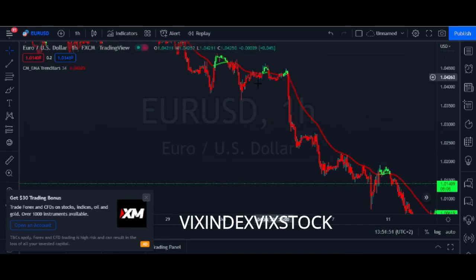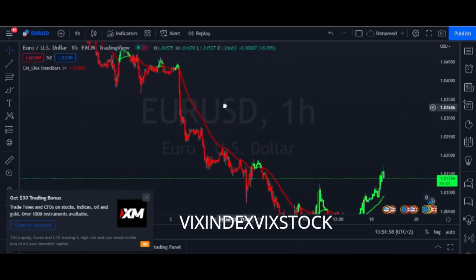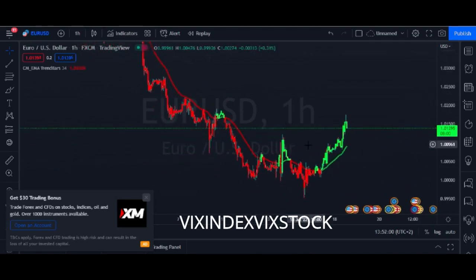Of course, don't just go and sell blindly and buy blindly just based on this indicator because I showed you this awesome indicator. Then you just rush in and start buying and selling. You will lose your money definitely.